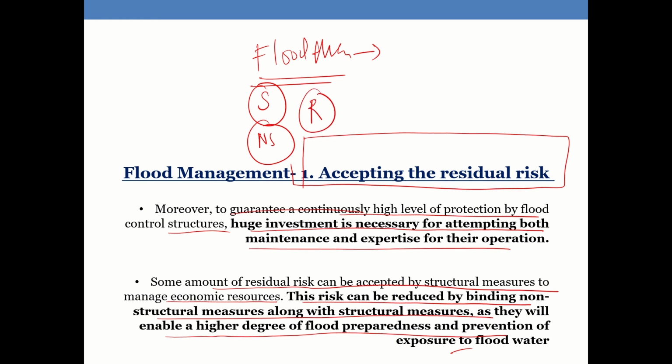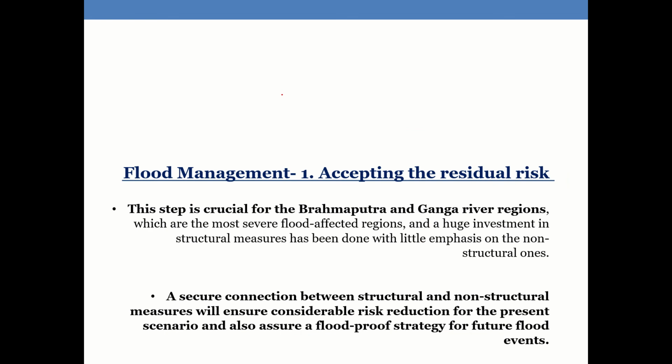We will be exposed to higher risk, because we don't know the intensity of the disaster. That means there is always an element of risk involved even after we have prepared ourselves for a particular disaster, and especially we should not rely entirely on the structural measures. That's one thing that we should keep in mind. A secure connection between structural and non-structural measures will ensure considerable risk reduction for the present scenario and also assure a flood-proof strategy in future scenarios.